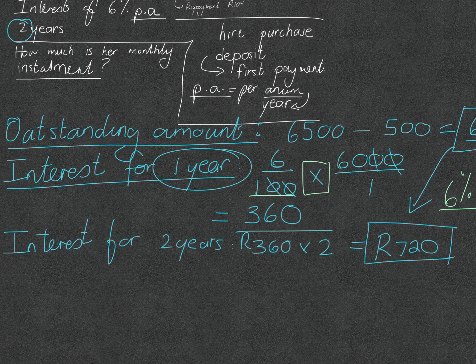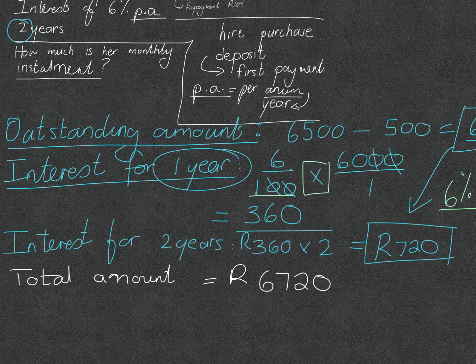So now we are going to calculate, I'm just going to write this down. We've done this: the total amount is therefore 6,720 Rand. We want to know how much she has to pay every month. So 2 years equals 24 months.